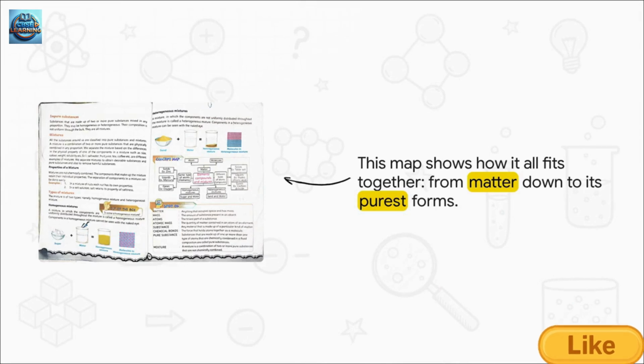So let's just do a quick recap and put this all on one map. It all starts with matter, right? And we saw that matter can be split into two big groups, mixtures and pure substances. And then those pure substances can be either elements, that's the simple stuff with only one kind of atom, or compounds, where different atoms are chemically bonded to make something totally new. See how it all fits together?